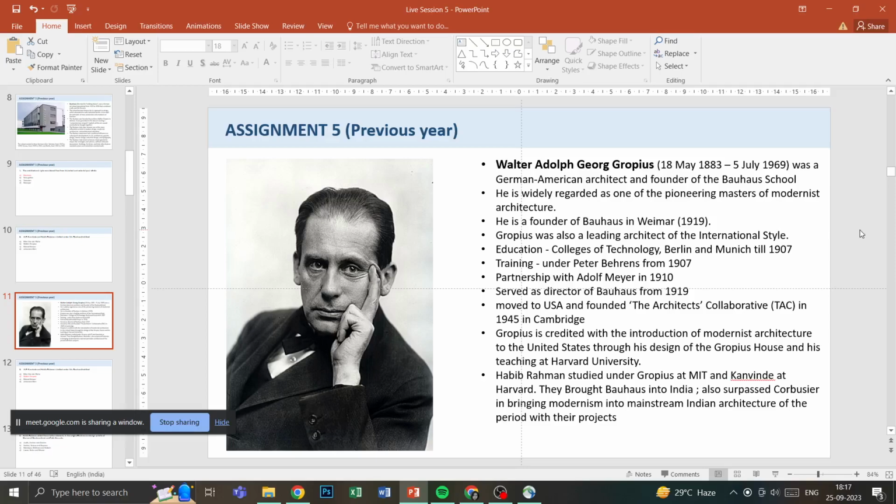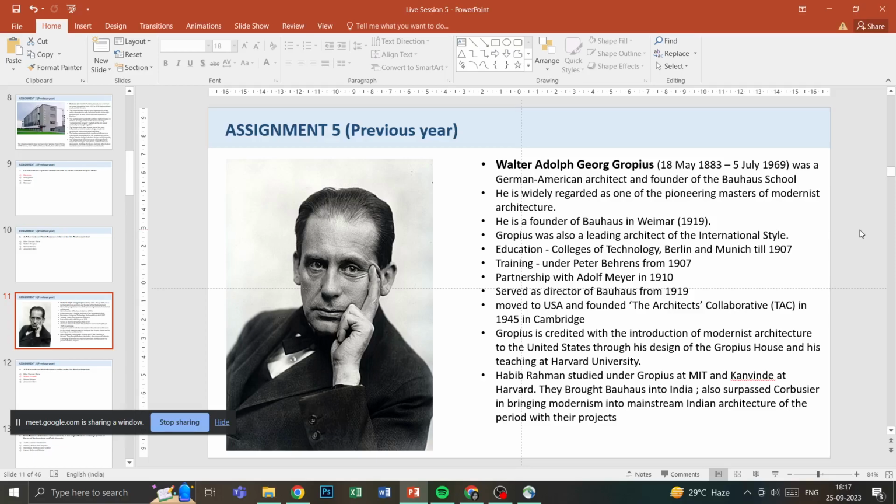Habib Rahman studied under Walter Gropius at MIT and Kanvinde at Harvard. So he was teaching in one of these universities, Harvard or MIT, I'm not sure which one is which, and he was also taking lectures in the other university. So that's how Habib Rahman and Kanvinde both have studied under him, because Habib Rahman was at MIT and Kanvinde was at Harvard. They brought Bauhaus into India, and Habib Rahman and Kanvinde are basically credited to bring Bauhaus into India because they learned under Walter Gropius himself.